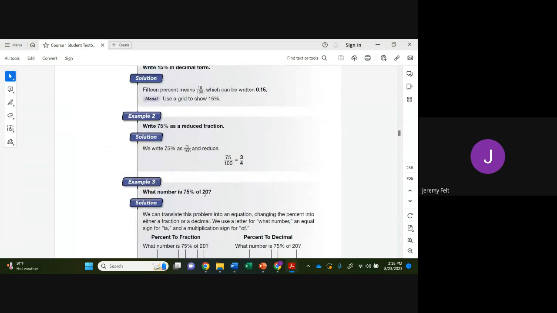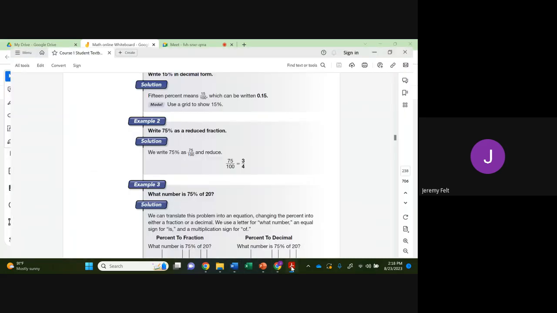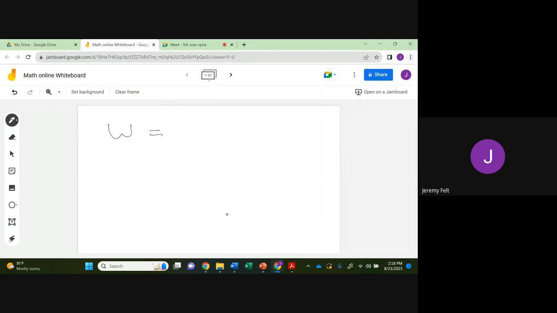Then we can use these percentages to figure out parts of a whole. So obviously percent is per 100, but usually when we're talking about a percent, it's the percent of the number of questions on a test, or my percent of the grade, or whatever it is, if we're talking about money or something like that. So in example 3, we have a word problem. What is 75% of 20? So what number is, or equals, 75% of, which we know is multiplication, 20.